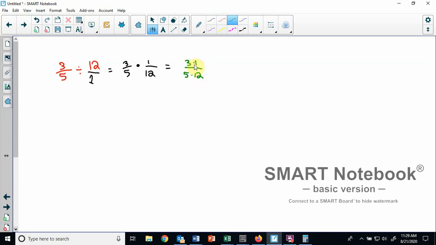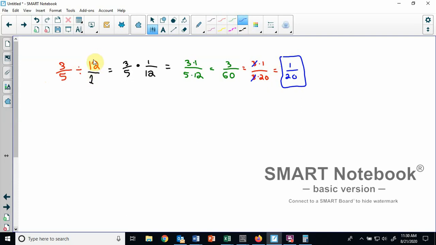I get 3 times 1 over 5 times 12. This one is going to reduce because the 3 and the 12 reduce. So I'll reduce at the end just because it's less writing. 3 will divide evenly into both of those. 3 is 3 times 1. 60 is 3 times 20. And so the 3s can be gone, and I have 1 over 20. So I can divide a fraction by a whole number, or a whole number by a fraction, by remembering to just turn it into a fraction.